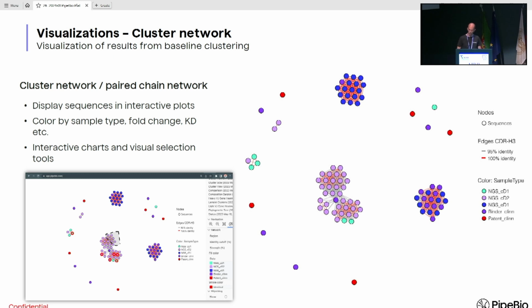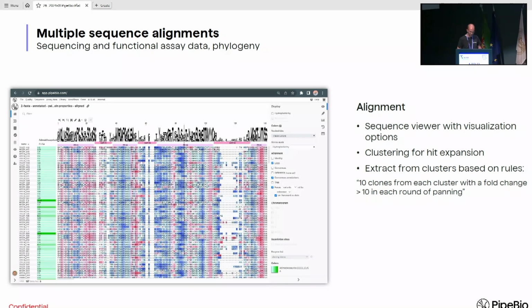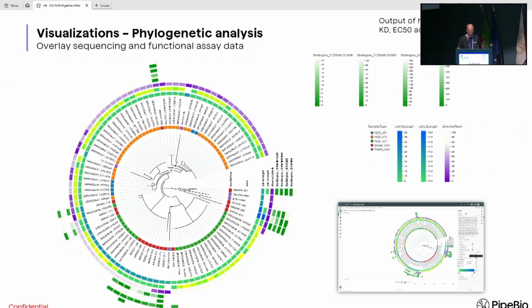Cluster networks, of course, it looks good. It's also very valuable, so when you overlay functional data to the clusters, you may also use this for hit picking. You don't want to use all the sequences from one cluster if you can only do further characterizations on a single one. Alignments, very powerful. Here we just have an alignment with some functional data attached, also showing hydrophobicity, so you can also look for hydrophobic patches. Phylogenetic trees as part of the alignment.